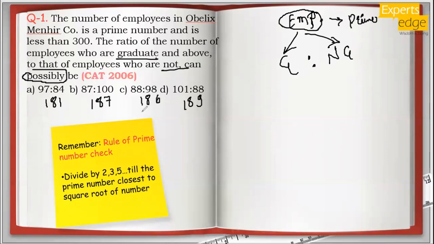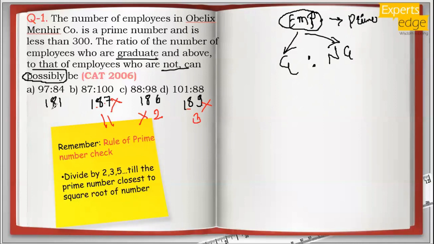186 can never be a prime number as it is a multiple of 2. Even 189 is divisible by 3, so it is also not a prime number. 187, the closest square, you can say it is divisible by 11, right? 11 ones are 11, 11 sevens are 77. So this cannot be a prime number either. So obviously my answer has to be 181.